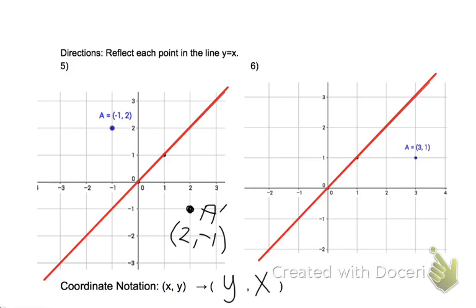Number 6, same thing. We're going to switch our x and y values, so we would have 1, 3. So that point would be right there, A prime, and I'm going to label that 1, 3. And that is it for our lesson today.